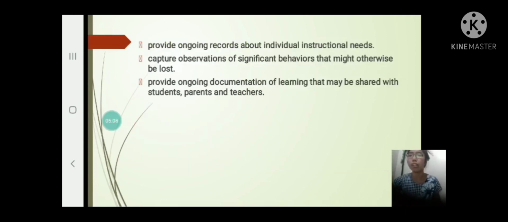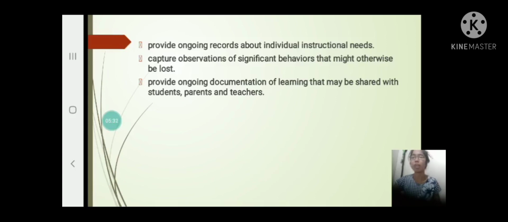Then, provide ongoing records about individual instruction needs. So, capture observation of significant behavior that might otherwise be lost. Provide ongoing documentation of learning that may be shared with student, parents, and teachers. So, ayun. Pwede natin itong ma-share sa parents and students and teacher.